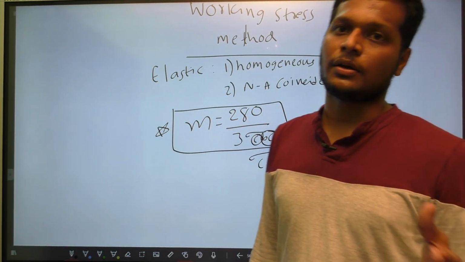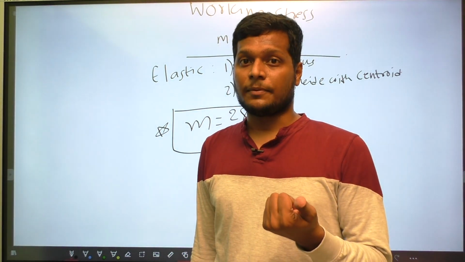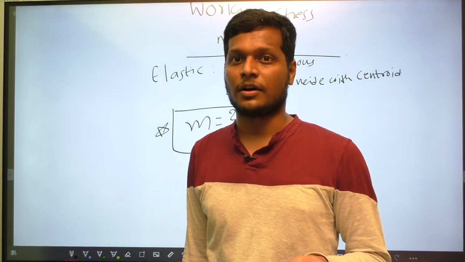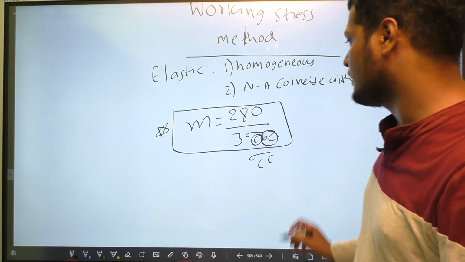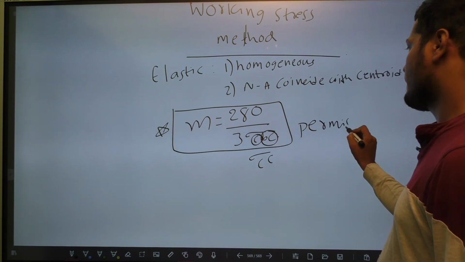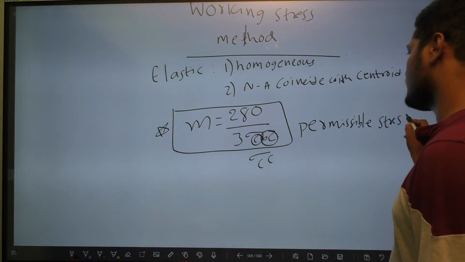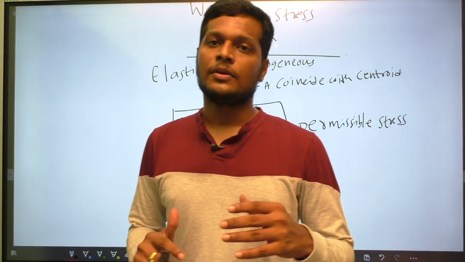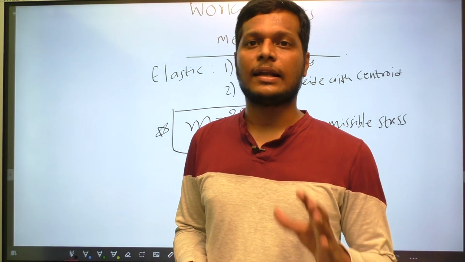In concrete we have characteristic strength, design strength and compressive strength, but here it has a different name. σc is known as permissible stress, which means it is not the failure stress; till this stress we are permitting. Because of the high factor of safety, the working stress method is obviously highly uneconomical.